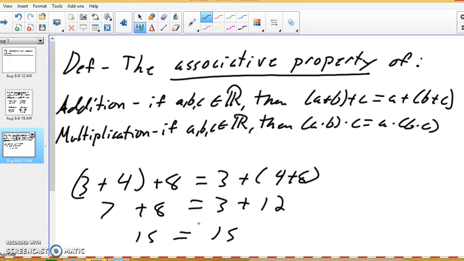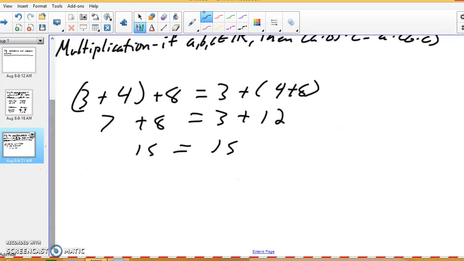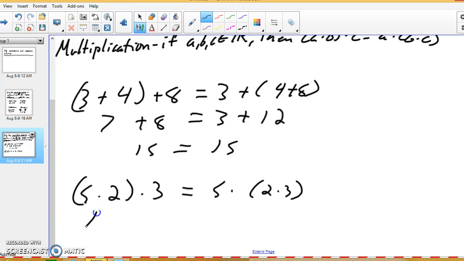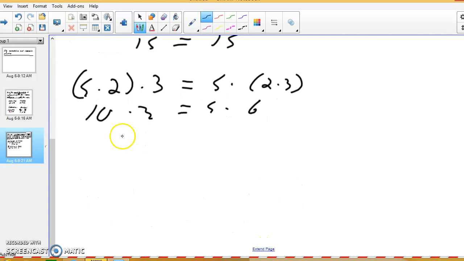So again, if you're using addition and A, B, and C are part of the real numbers, it doesn't matter if we add the first 2, then the third, or the second and third first. You can add them all in any order you want because it will give you the exact same answer. Similarly, for multiplication, if we have (5 × 2) × 3, that will be equal to the same as 5 × (2 × 3). Okay, because 5 times 2 is 10, times 3 is 30, which is equal to 5 times 6, which is 30.